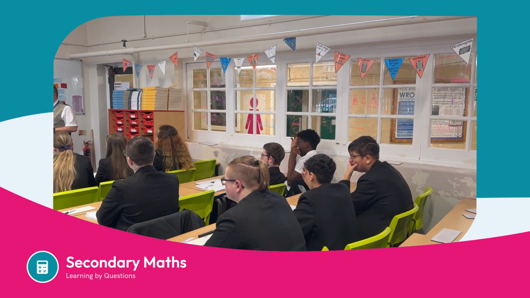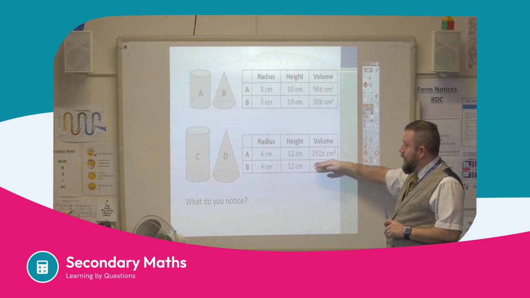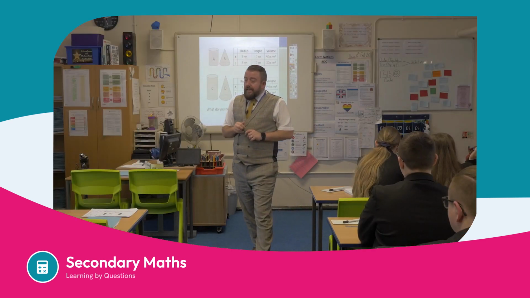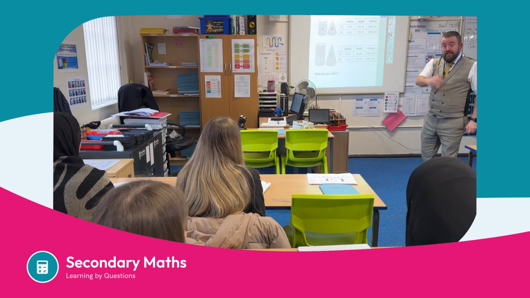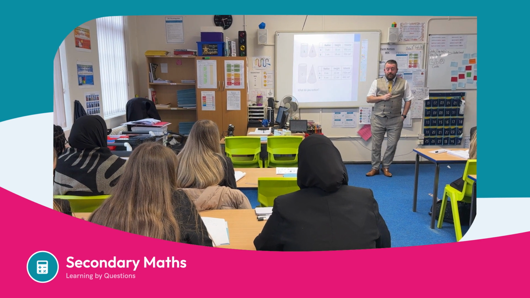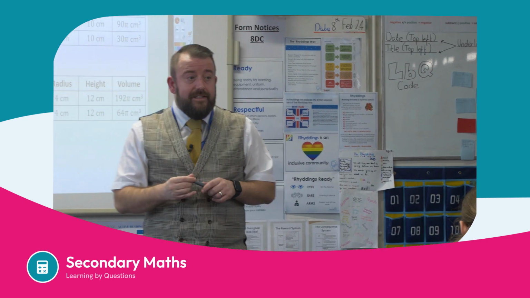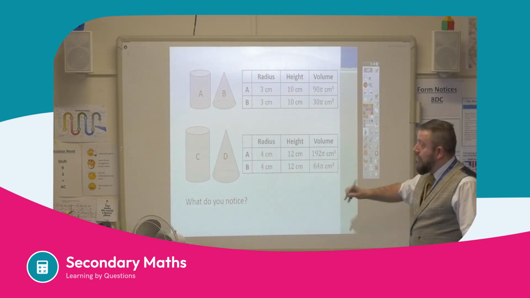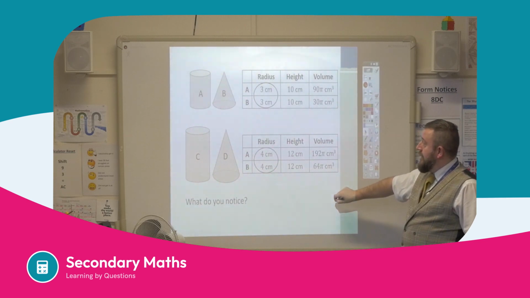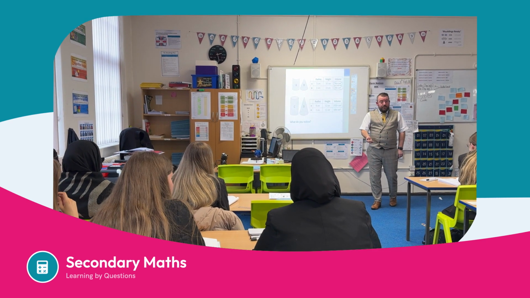Have a think. So what has happened? What's the 30 to the 90 and what's the 64 to the 192? Libby? Divided by 3. Well done indeed. So 30 is a third of 90, isn't it? As is 64 is a third of 192. So there's proof for year 10. The cone is a third of the volume of the cylinder. So again, when our radiuses are the same and our heights are the same, the volume is a third.